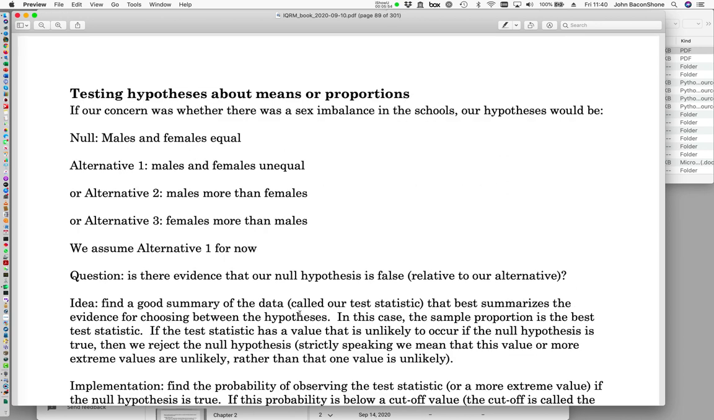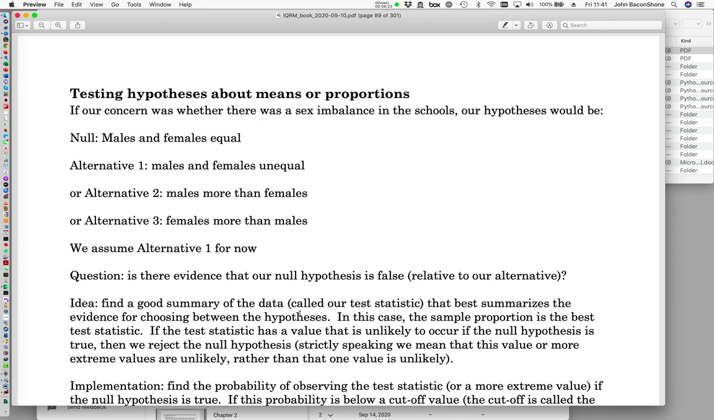So that's one way to think about things, but the other way is to think about it in terms of hypothesis testing. So for example, if we wanted to test hypotheses about the proportion of male and female in the population, so for example, if our concern is about whether there's a sex imbalance in the schools, clearly in that situation the null hypothesis would be equal proportions of males and females.